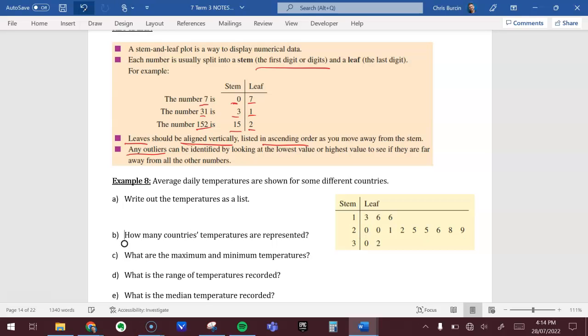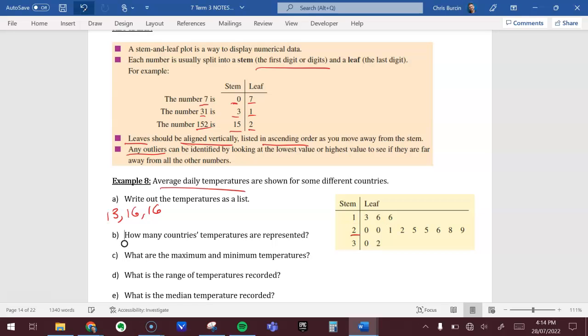So let's look at what we're actually doing here. The average daily temperatures are shown for some countries in this stem and leaf. So write out the temperatures as a list. I'll write them in ascending order because that's easy to do, because remember 1, 3 makes 13. The next one, I'm going to look at the 1 and the 6, that makes 16, and then we've got another 16 there, because we've got 1 and 6.